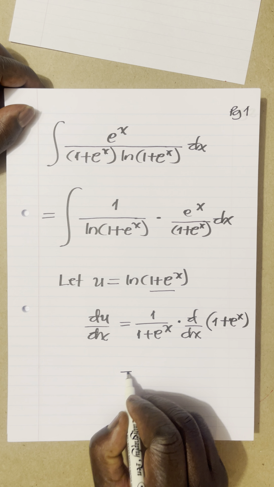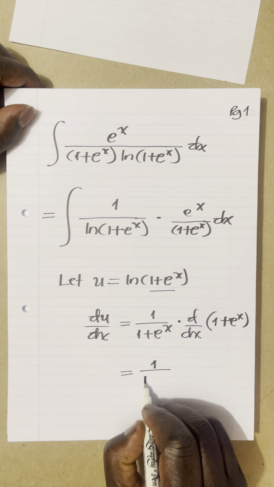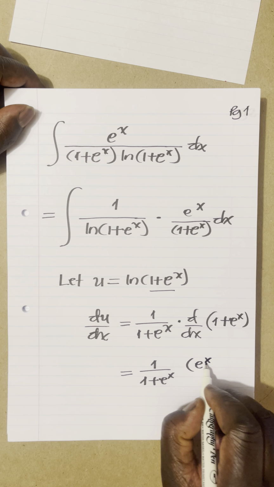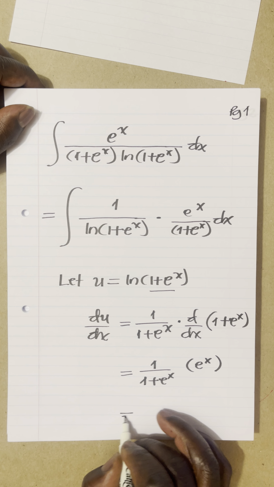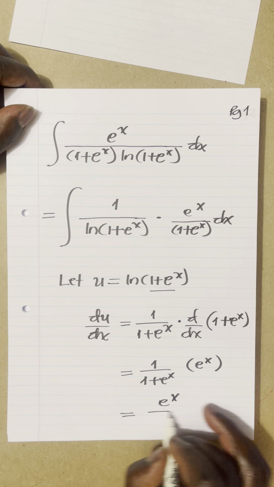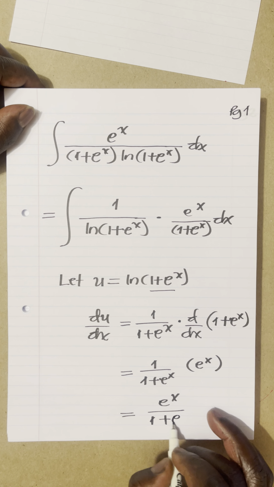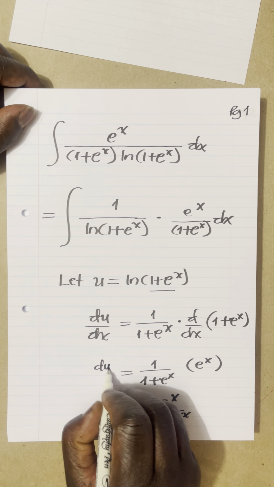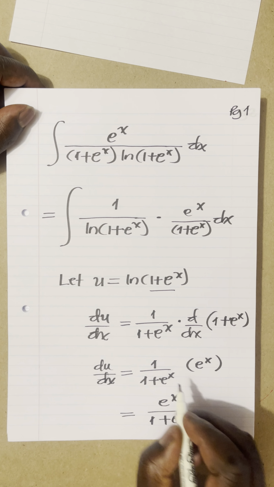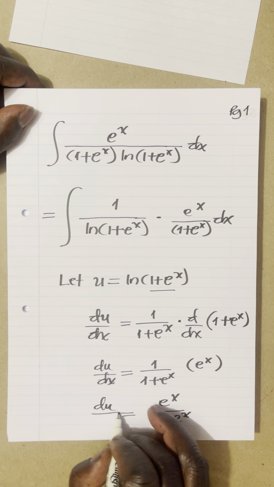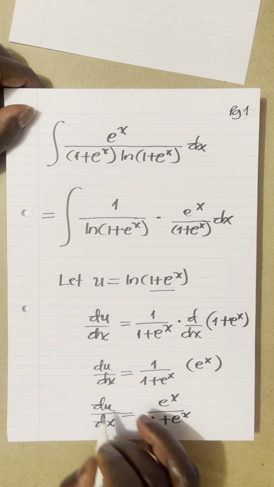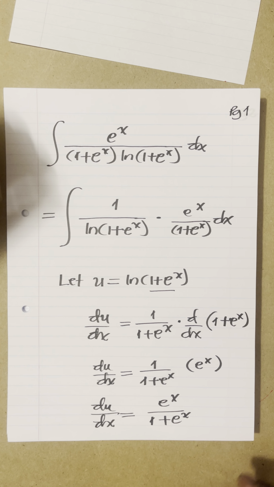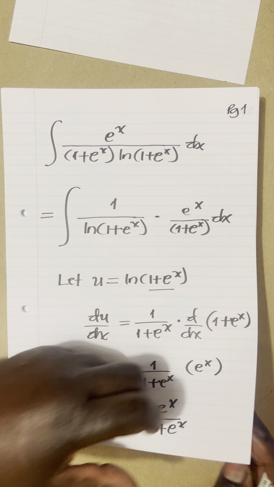So here what I have is 1 over 1 plus e to the power x times e to the power x, which is basically e to the power x all over 1 plus e to the power x. So notice we have du dx equals that. At this point, I'm going to have to multiply both sides by dx. So what do I obtain?